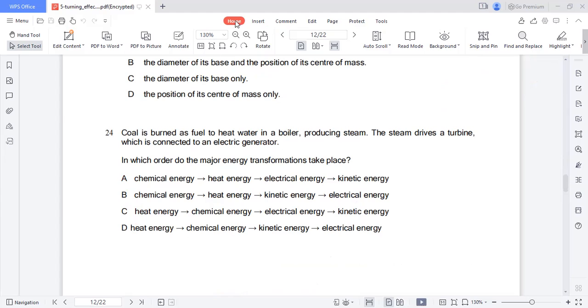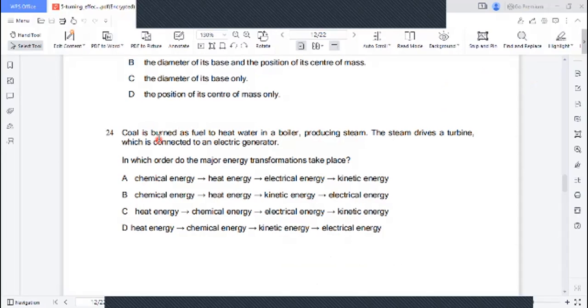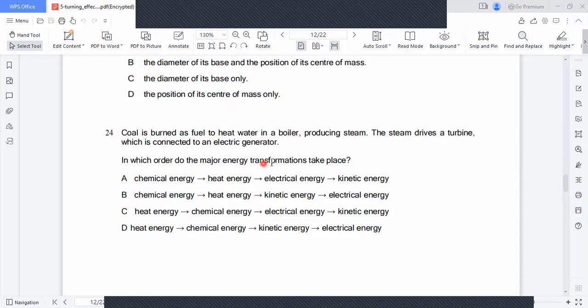The coal is burned as fuel to heat water in a boiler, producing steam. The steam drives a turbine which is connected to an electrical generator. In which order do the major energy transformations take place? Let's consider one by one.